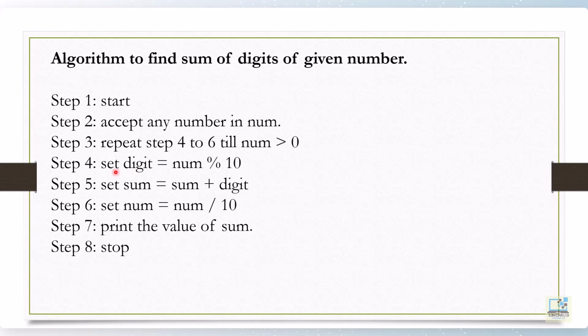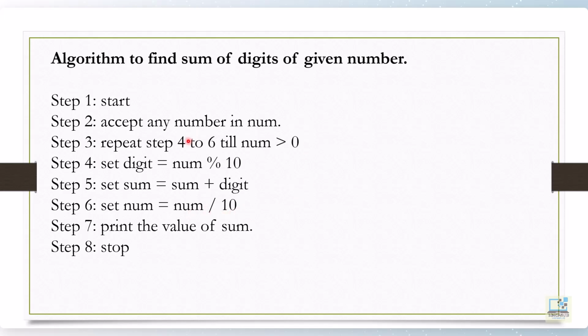Then it will do digit equal to number mod 10. So it will take out the last digit from the number. From 123 it's taking out 3. Then sum plus digit, that is 0 plus 3. Sum is not specified, we will consider it to be 0. So 0 plus 3, 3. Then number will be number by 10, that's 123 by 10. So it will lose the last digit and it will be 12.